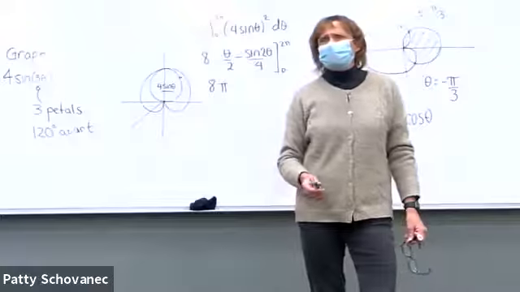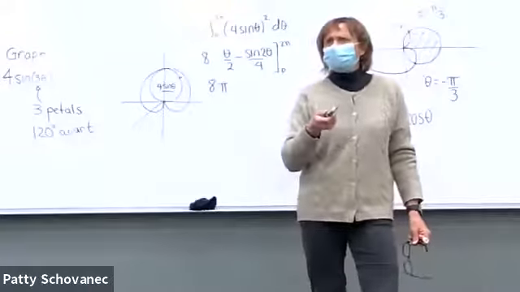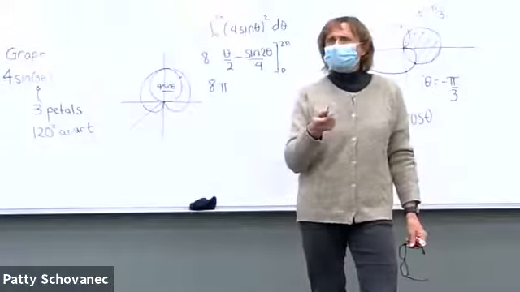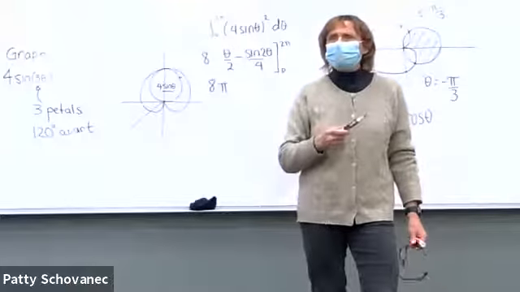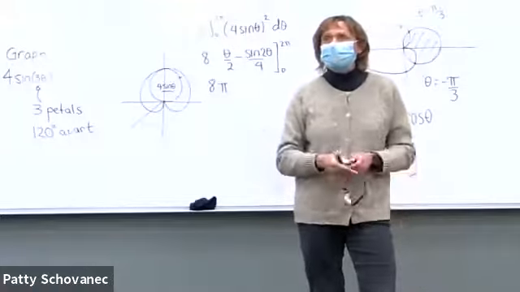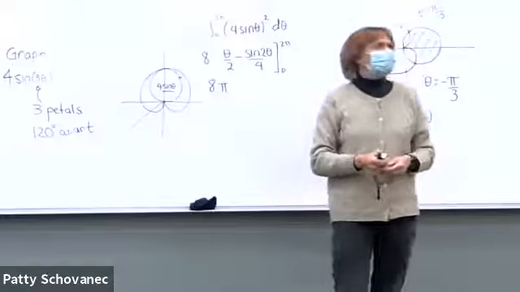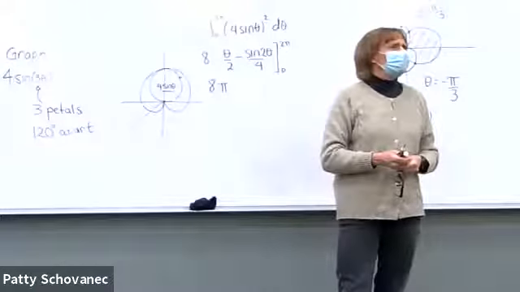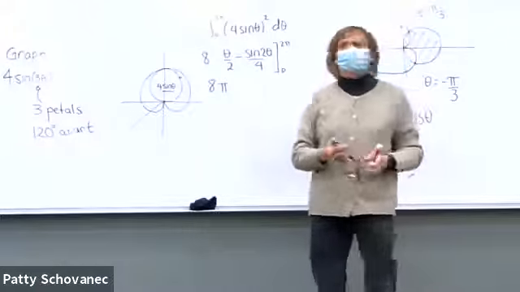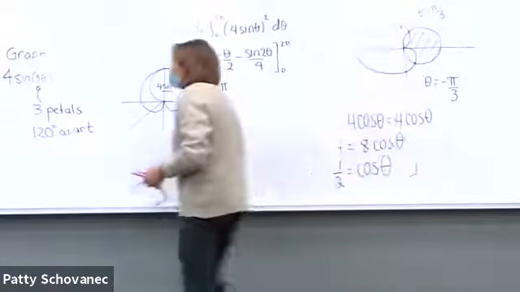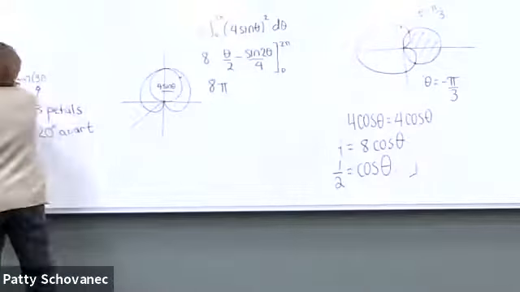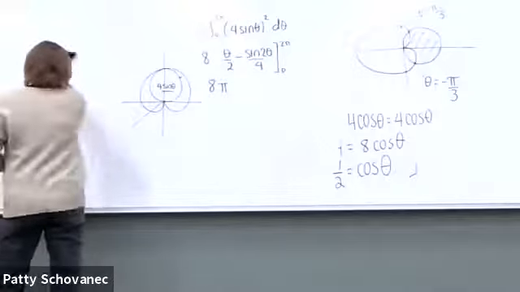Yeah, we did cardioids from 0 to 2π, but the rose curves, we need to find out where they open and close, because if you integrate 0 to 2π, you're in danger of getting too much area again. Yes. Can we find the area of like 3 cosine and 4 sine, with different radii? Oh, areas?